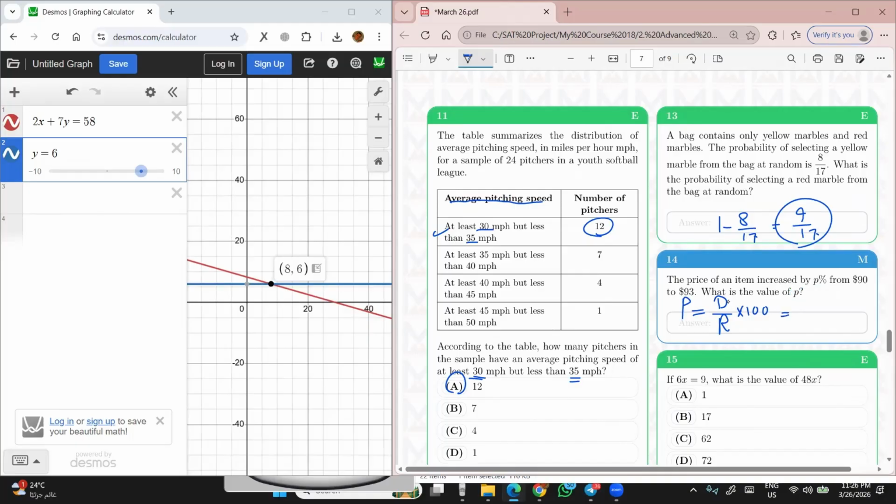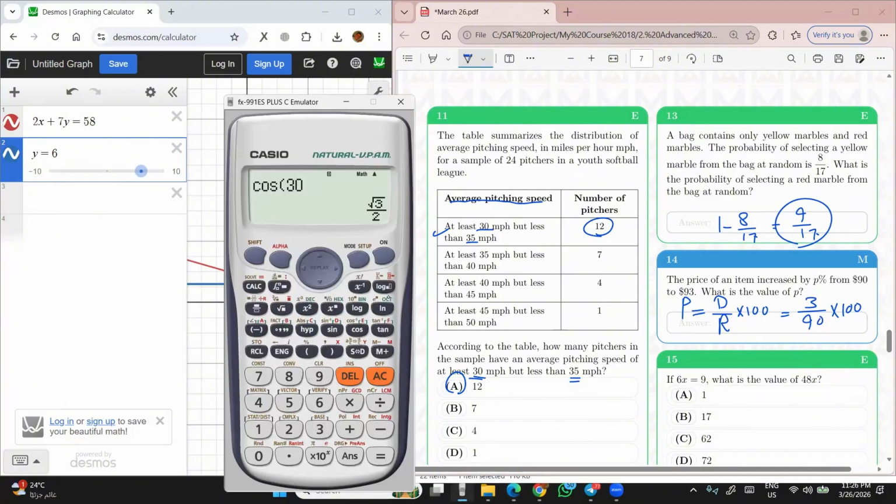So we can say the difference. What is the difference between 90 and 93? It's only 3. Over the original. Original is the 90, which is before. And then we multiply this by 100. Okay, we can get it as a fraction or as a decimal. That's okay. You can just write 3/90 like this. And then multiply it by 100 to get 10/3. 10/3 is our answer.